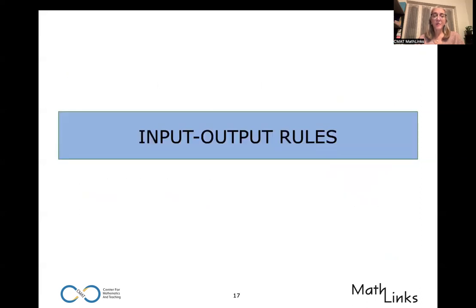Our work with growing patterns leads nicely into input-output rules. We revisit growing patterns and their corresponding tables of values to focus on the relationship between the independent variables and the dependent variables. Students will also begin to write these relationships in words and equations as input-output rules.